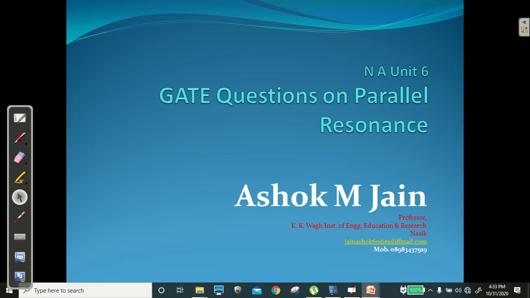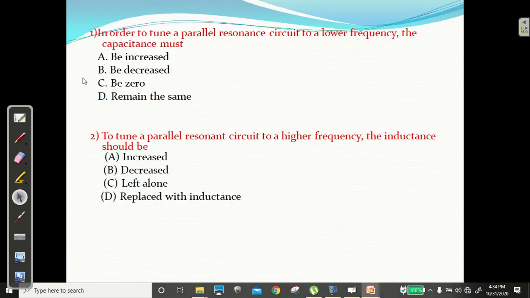In this lecture, I am going to talk about some MCQ questions on parallel resonance circuit. I am discussing a few questions because they are not asked in the GATE examination, just for facing some competitive examinations. Okay, so this is question number one.